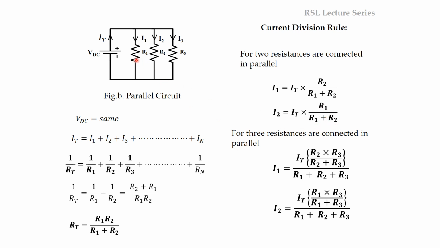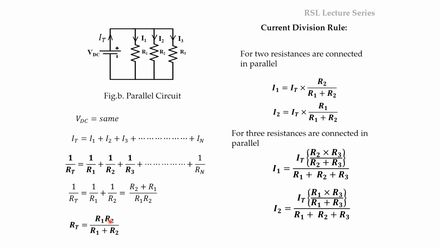Now if we consider all three resistors connected in parallel, then I1 can be written as the total current multiplied by the opposite value of resistor. Here two resistances R2 and R3 are connected opposite to R1, and these two resistors are connected in parallel. So if we simplify these two resistors into a single value, then we can apply this formula.